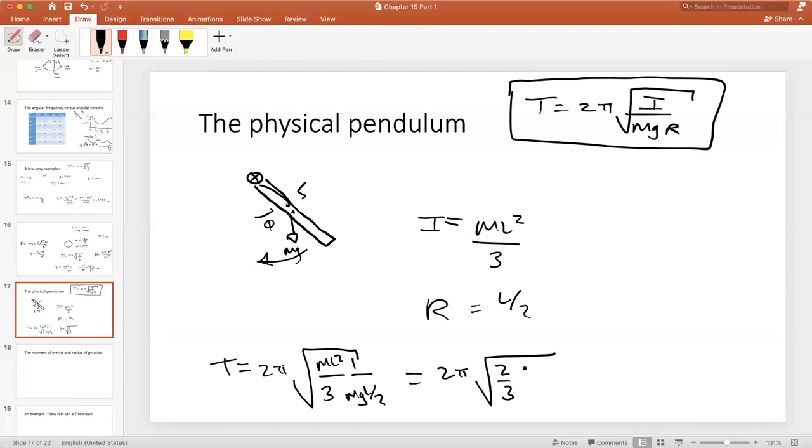square root of 2/3 L over g. And notice, if this was a simple pendulum, we would have gotten 2 pi square root of L over g as our T. So this actually has a shorter period. It actually rotates faster than a normal pendulum, which is pretty cool.